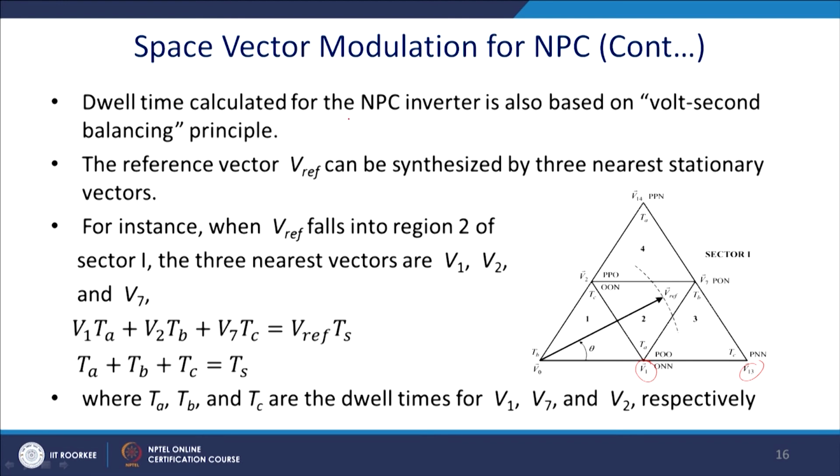Dwell time calculation of the neutral point clamp inverter is also based on the volt-second balancing principle, as we have seen and discussed in detail for the 2-level inverter. The reference vector Vref can be synthesized with the 3 nearest stationary vectors. Here you can see that it is V1, V2 and V7, and thus you just write it down: V1 into TA, V2 into TB plus V7 into TC should be equal to Vref into TS, and TA plus TB plus TC should be equal to TS, where TA, TB, TC are the dwell times for V1, V2, V7 respectively.